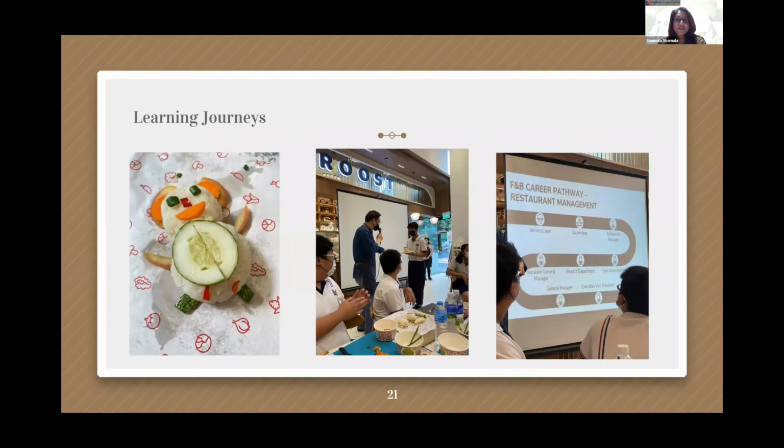Okay, let's move on to the learning journeys. Okay, these are pictures from our recent trip to the restaurant called Roost at Resorts World Sentosa. We were just there about 1 week ago. So basically, students were exposed to innovation, tenacity, and insights into the F&B industry. And very importantly, they found out a lot about world's first automated poultry cooking machine called iCook. Students gave very positive feedback and they really enjoyed the 2 hour session in this restaurant.